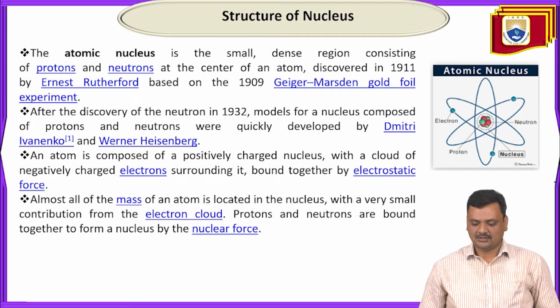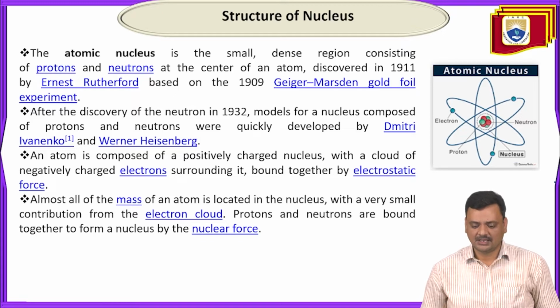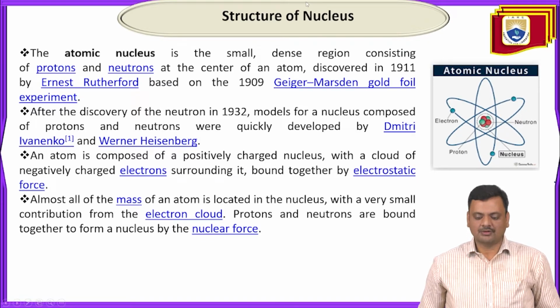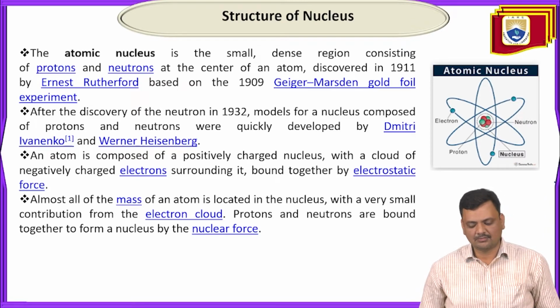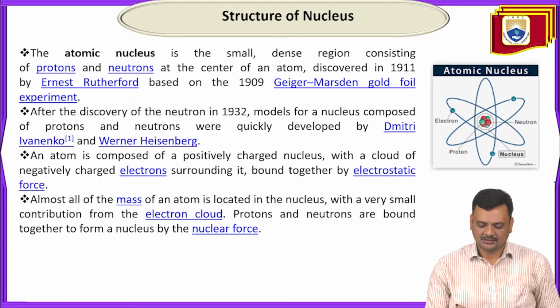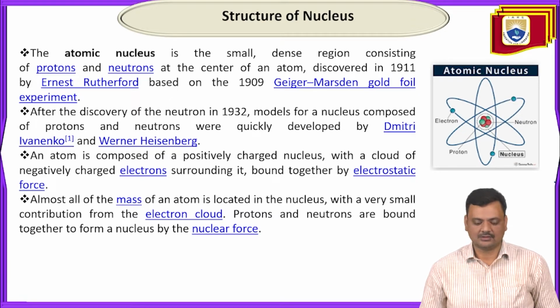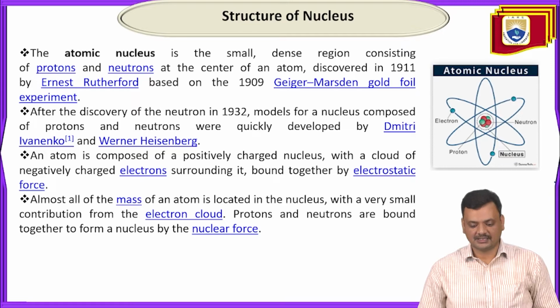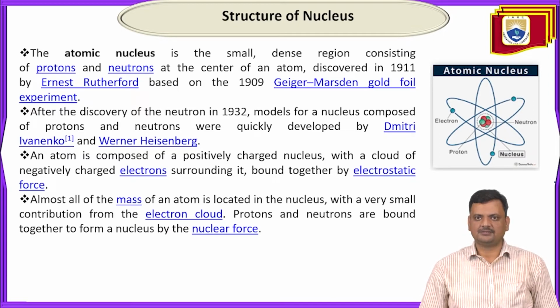For a deeper understanding of all these fission or fusion reactions, I am going to give here an overview of the nucleus. The atomic nucleus is the small dense region consisting of protons and neutrons at the center of an atom, discovered in 1911 by Ernest Rutherford, based on the 1909 experiment performed by Geiger and Marsden, the very famous gold foil experiment.